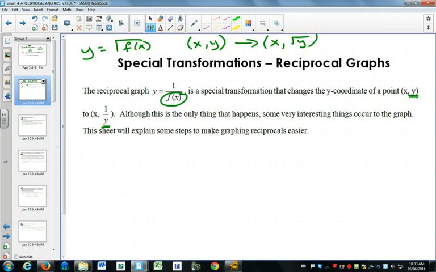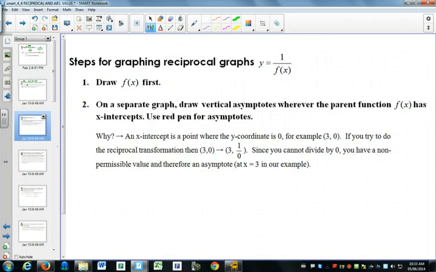We noticed with the square root that where the y value was 0 and 1 didn't change. Certain parts were above and certain parts were below the original graph, and we sort of characterized it. Well, we're going to do the same thing here and characterize what happens. Now on that colorful sheet that you have, I've given some steps for graphing reciprocal graphs when they look like this, 1 over f of x. The bold is actual steps. The stuff that's not written in bold is a little explanation of why you would do that.